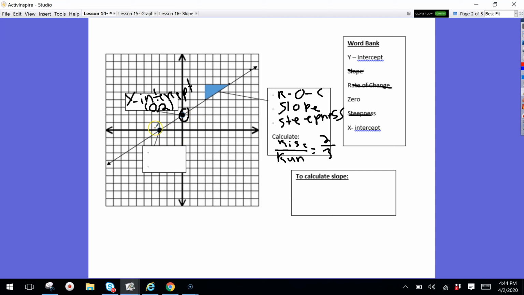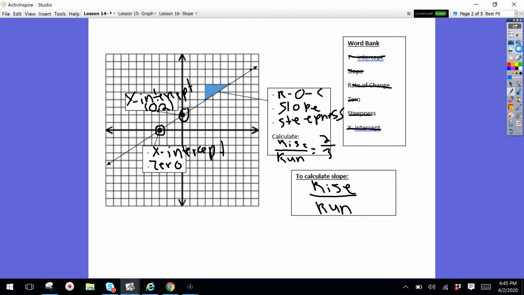Now, this point right here is where the line hits the x-axis, and it's called an x-intercept. Another word that we can use to describe this as well is zero. How do we calculate slope? Well, like we said right here, it is the rise over the run. So we talked about that at first.